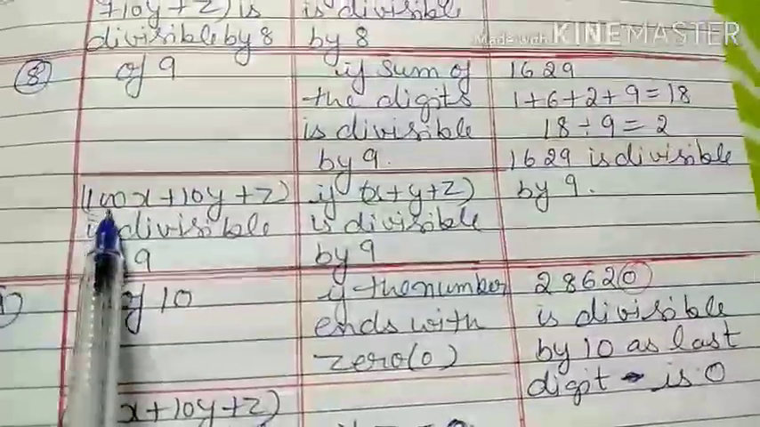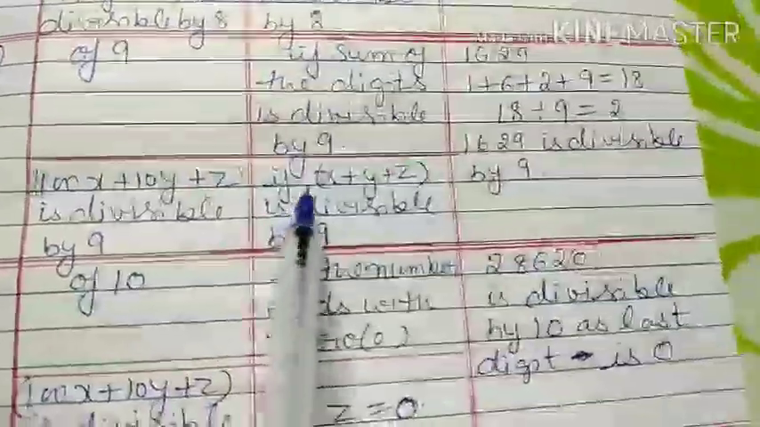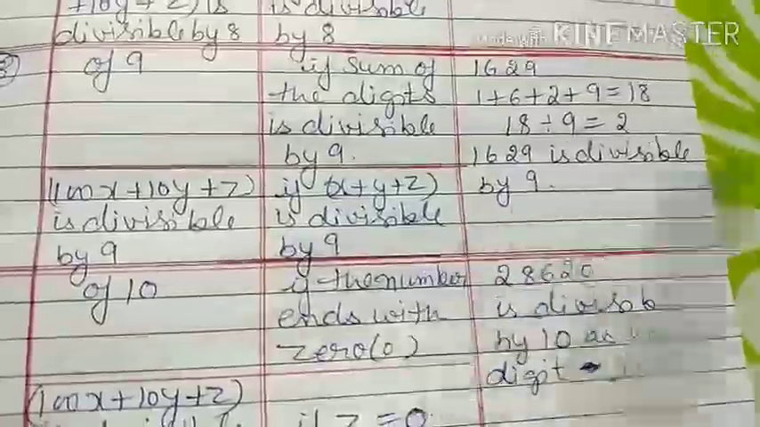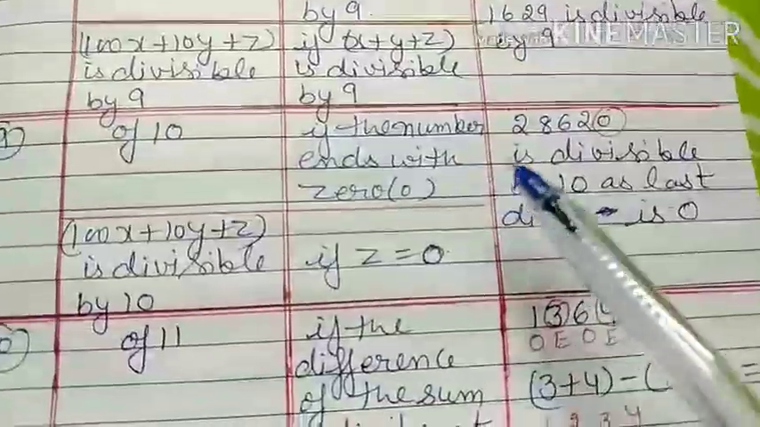Like here, if I have a number 100x plus 10y plus z, and it is divisible by 9, that means you just pick the hundreds, tens and unit place digits, add them and check the divisibility. If it is divisible by 9, the divisibility test is true for 9.